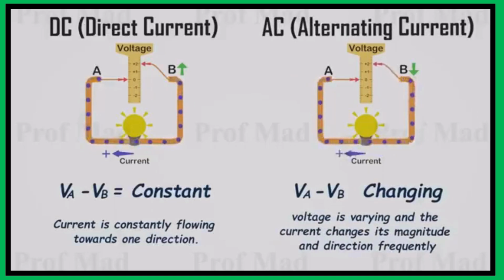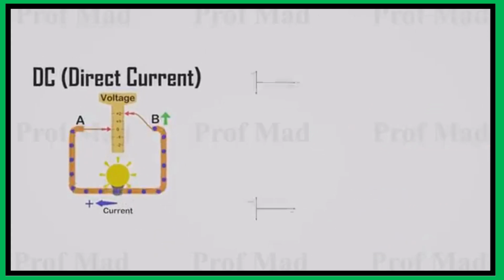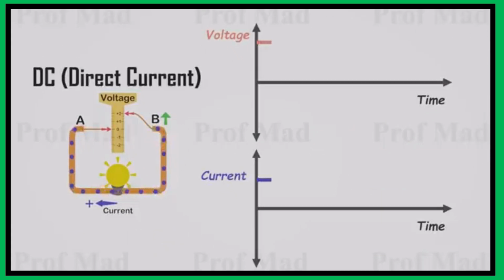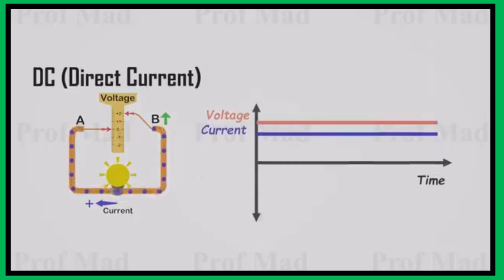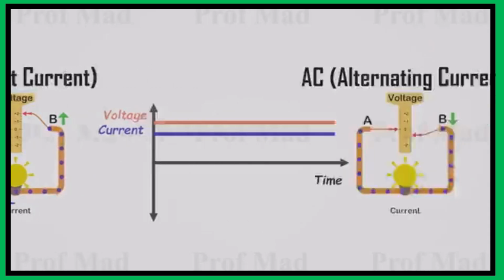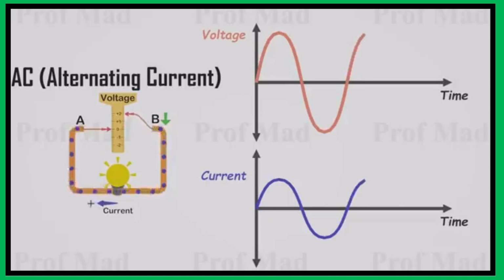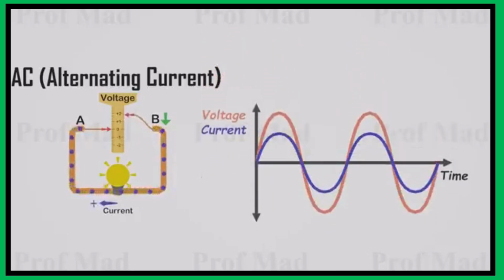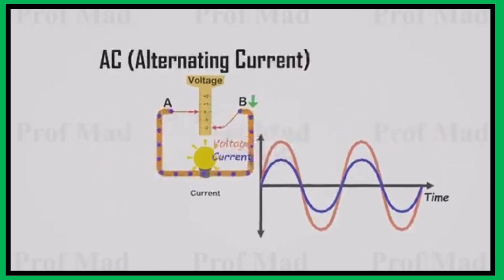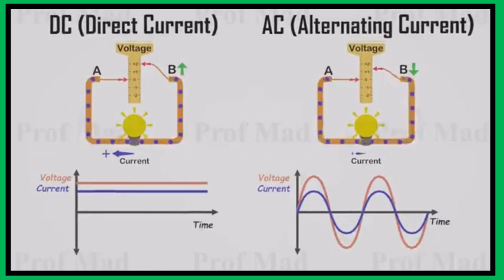To gain a better understanding of these two types of currents, we can graph voltage and current. In DC circuits, voltage remains constant, resulting in a constant current. To simplify, we'll overlay both charts. In AC circuits, voltage varies in a sine wave pattern, causing the current to follow the same pattern. Again, for clarity, we'll overlay both charts. Having a solid grasp of these two types of currents is essential as we move forward.